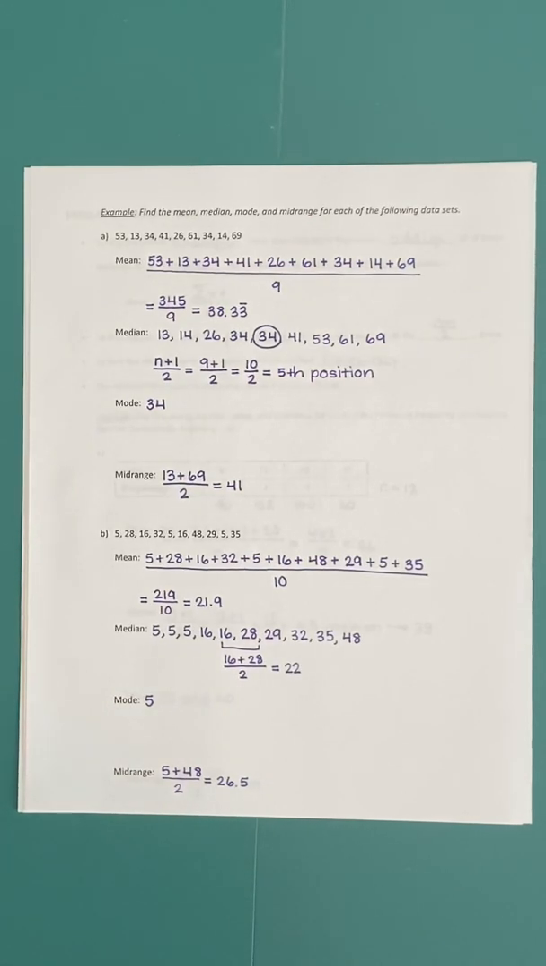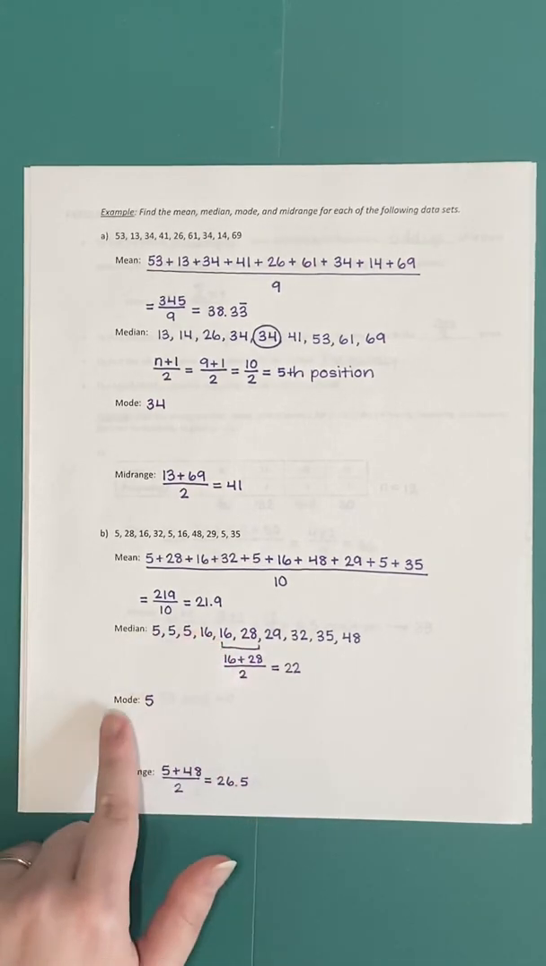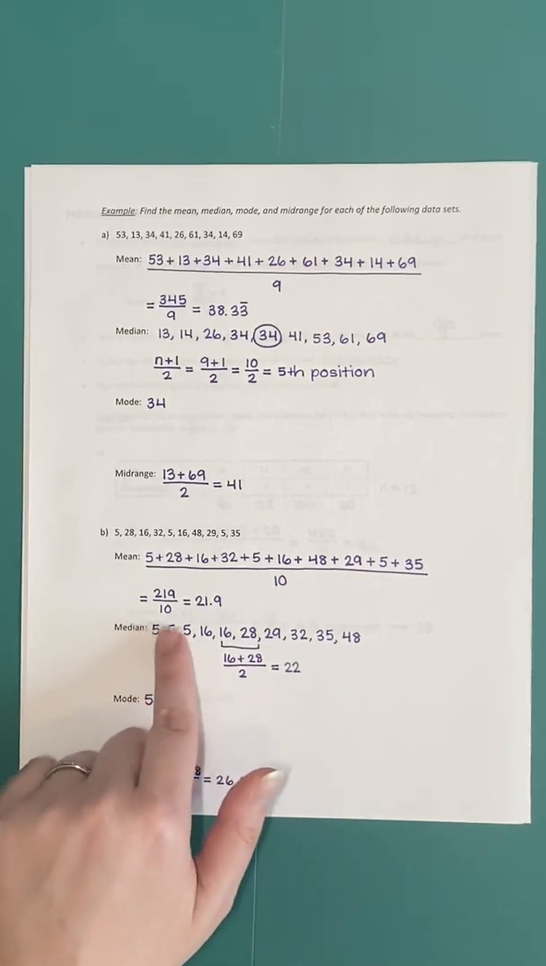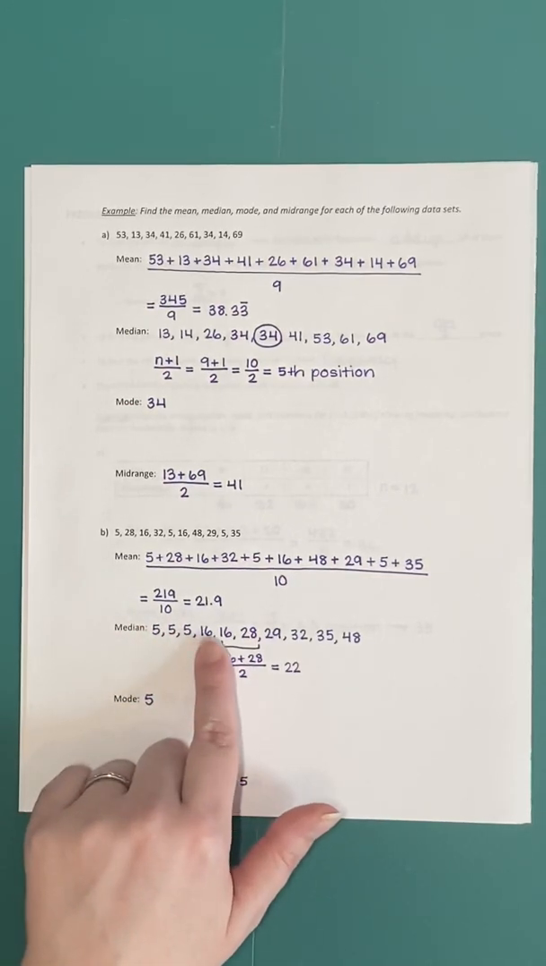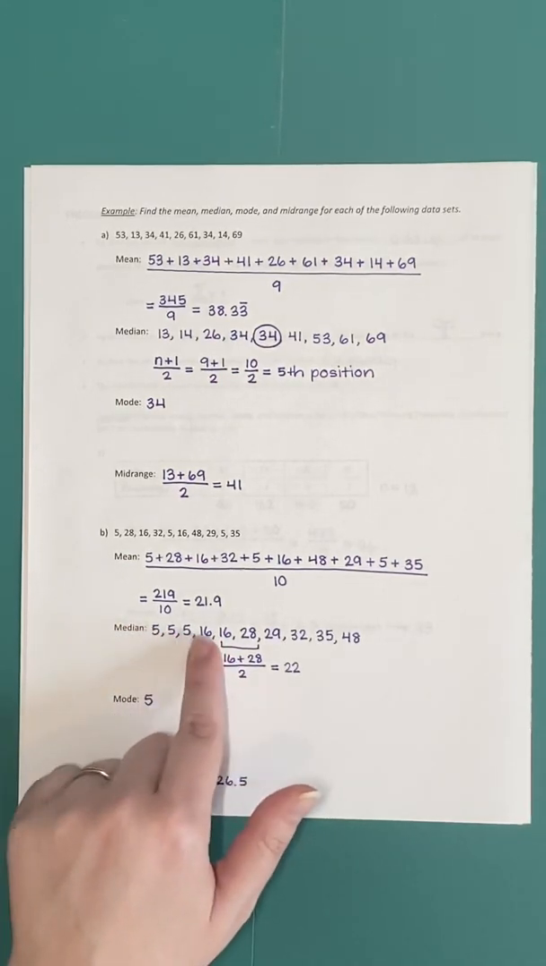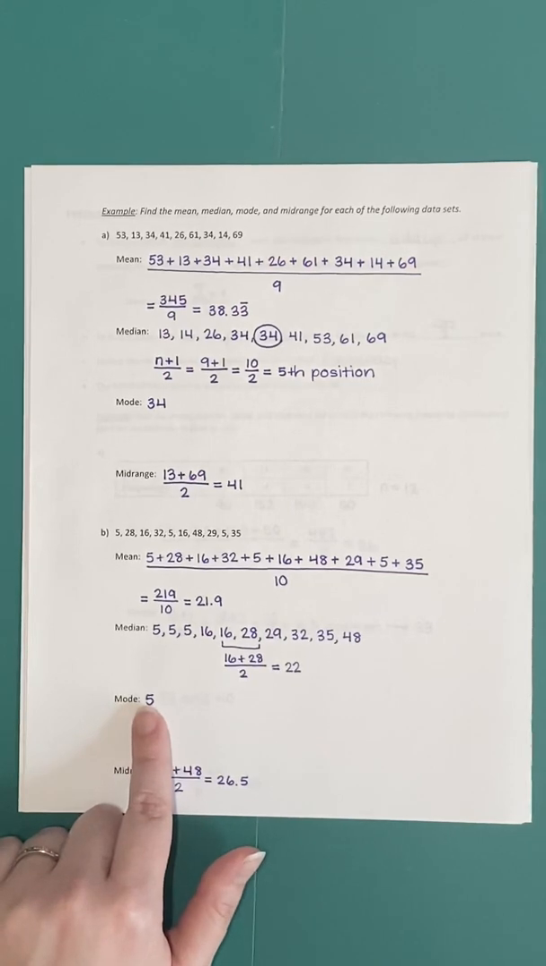Okay, now what about the mode? What appears most often? Well, in this particular data set, we have 2 values that repeat. So 5 repeats and 16 also repeats. The mode is going to be the one that repeats most often, though. So 5 repeats 3 times, whereas 16 only repeats 2 times. So in this case, the most common value is going to be the value 5. So our mode is going to be 5.